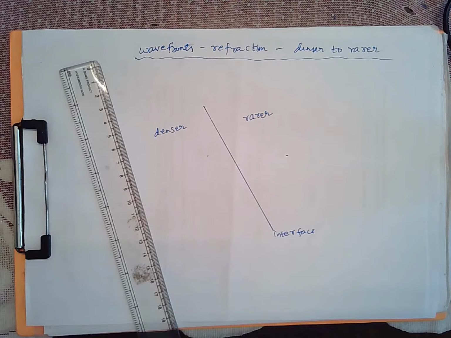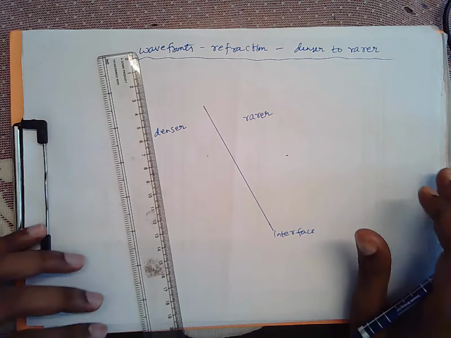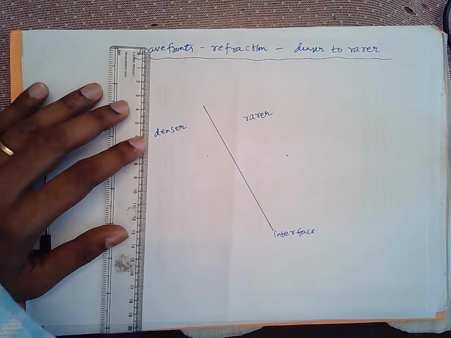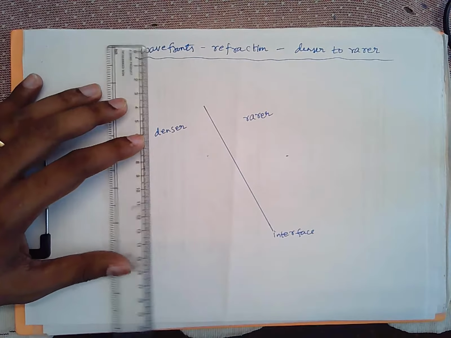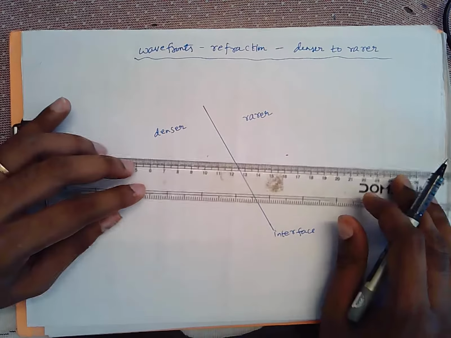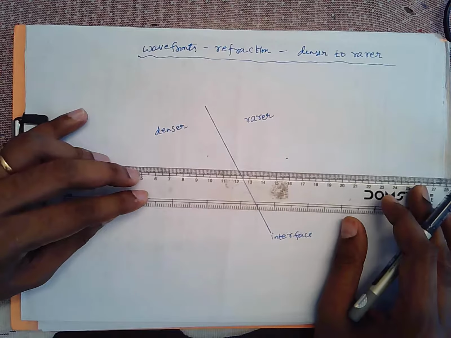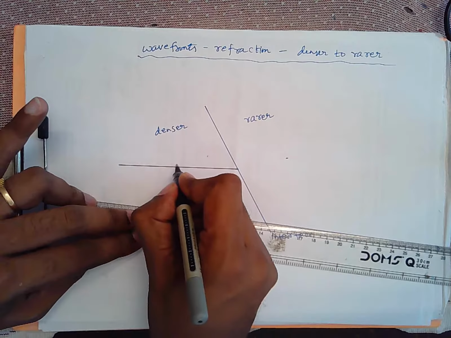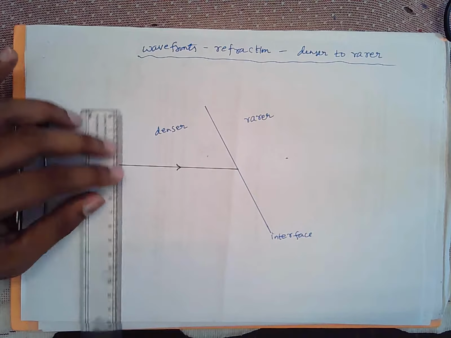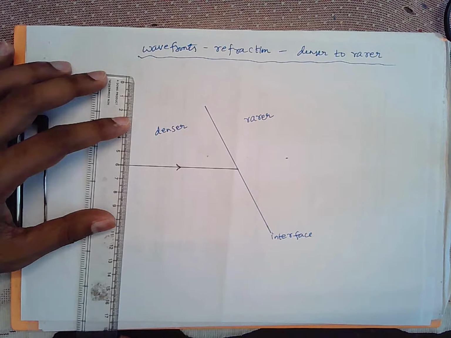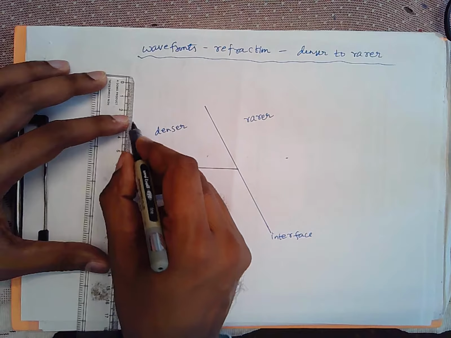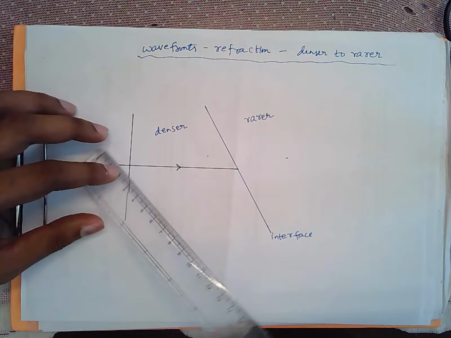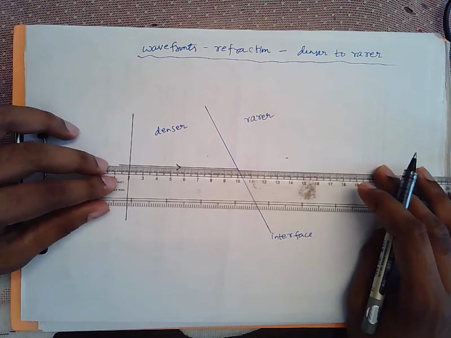Okay, now let's make plane wavefronts. So plane wavefronts are, let us say, coming like this. So first let me draw the incident ray. So this is the incident ray. So the plane wavefronts have to be perpendicular to it. So you use a set square. It's okay, roughly I am doing. So let me make the wavelength 1 centimeter.